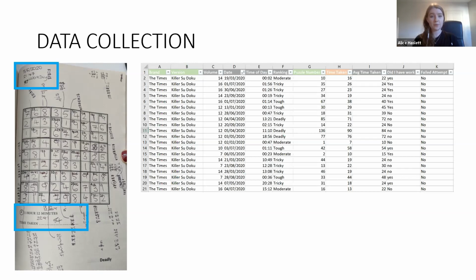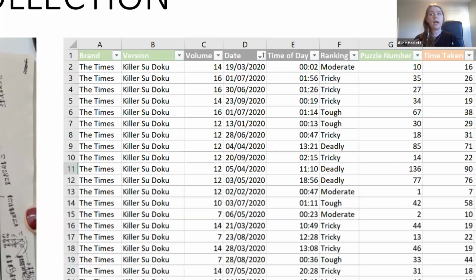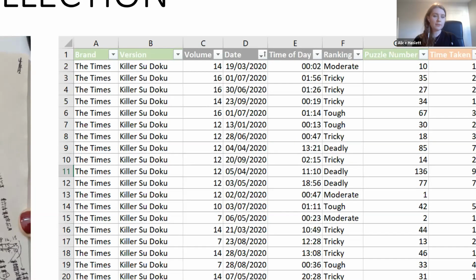I then input all of the data into an Excel table. So you can actually see here on my sheet, I have the brand and the version. These were consistent. I always used the Times, and I was always looking at killer Sudoku, but I wanted to track the information in case in the future I decided that I wanted to do another kind of Sudoku, because the Times also do regular Sudoku and ultimate Sudoku, or I might have wanted to look at different brands and see if I found some of them much easier than others. It's not something that I did investigate, but it was good to track it in case I decided I did want to go down that route.